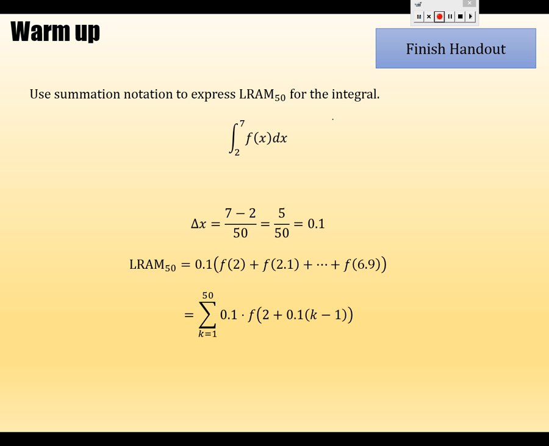And then maybe check the end condition too. Plug in the last one, plug 50 in. Do you get 0.1 times f of 6.9? Yes? Try it. You don't have to trust me. Does that seem to work? Stare at it until it makes sense.